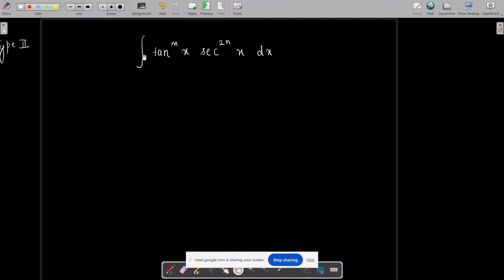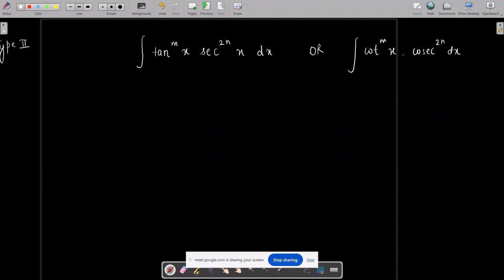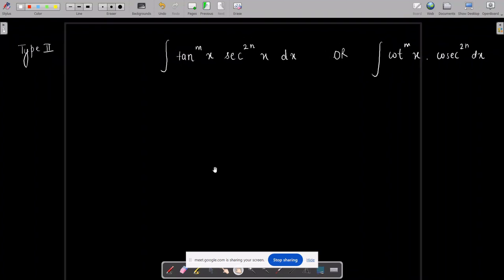This is one type, and with this strategy, you can also do integrals of this type. You have cotangent raised to some exponent and multiplied by cosecant raised to an even exponent. So what do we do in this case? Actually, let me take an example.